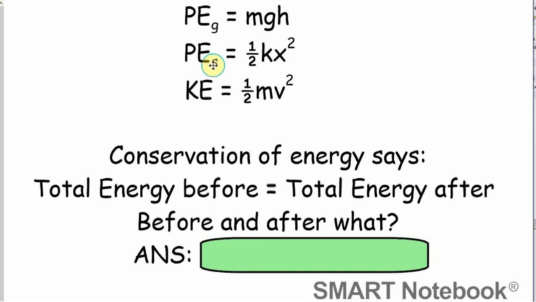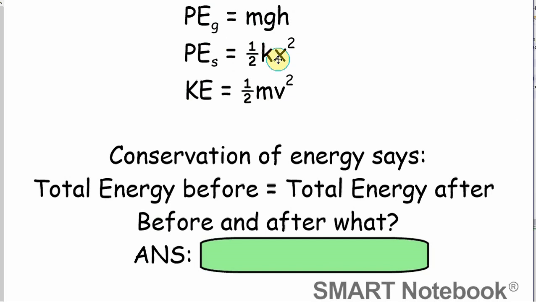We have also spring potential energy, PES, which is 1/2 times the spring constant measured in newtons per meter times the stretch or compression distance x. And then finally we have kinetic energy, 1/2 mv squared.